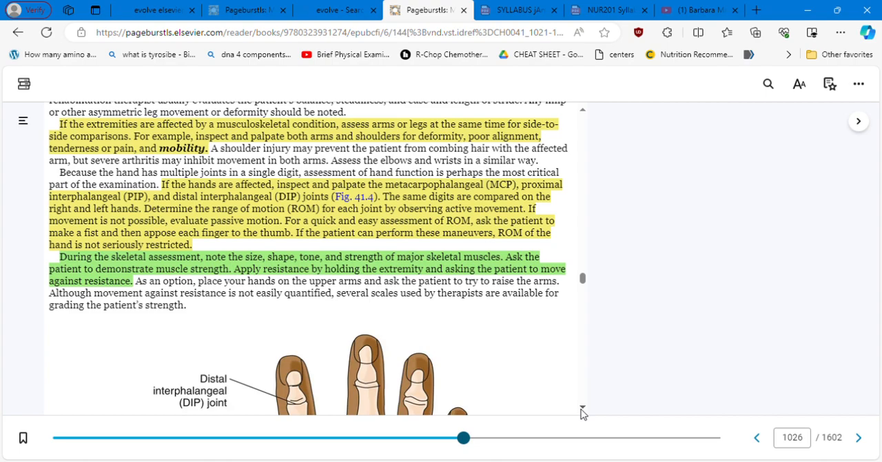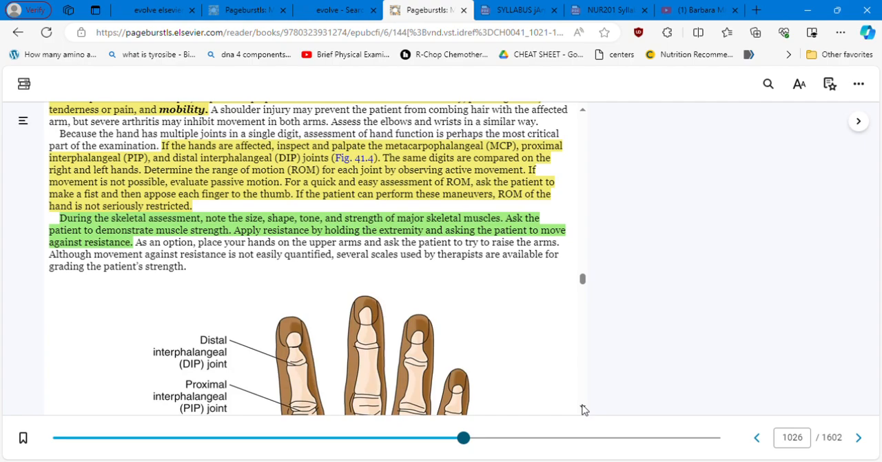metacarpophalangeal, proximal interphalangeal, and distal interphalangeal joints. The same digits are compared on right and left hands. Always the assessment has to be bilateral. Determine the range of motion for each joint by observing active movement. If movement is not possible, evaluate passive motion.